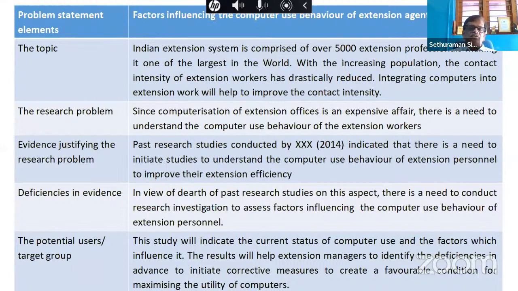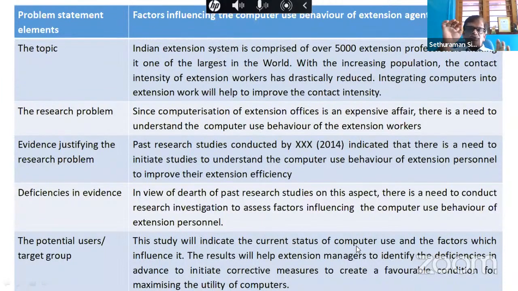The evidence for justifying the research problem, I have given based on some previous research studies. Deficiencies in the evidence: in view of the depth of the past studies in this aspect, there is a need to conduct a research investigation to assess the factors influencing the computer use behavior of extension personnel. And finally, this data, whatever I'm going to generate, will be used by the extension managers or any planners in an extension institution. So this is the implication of your study.